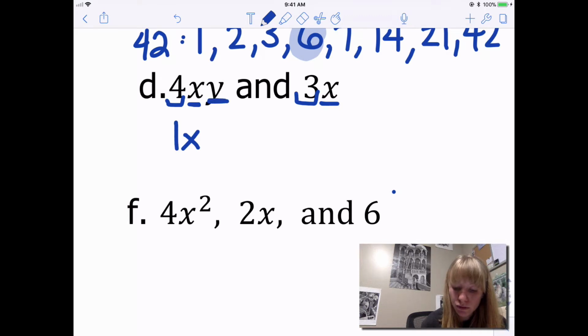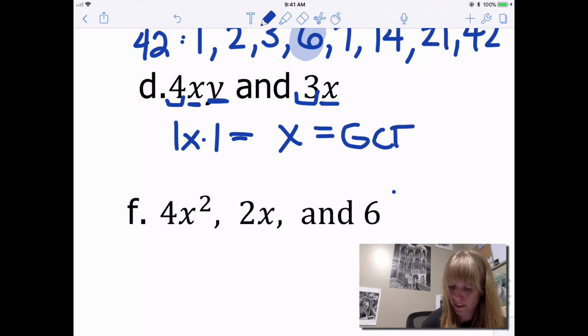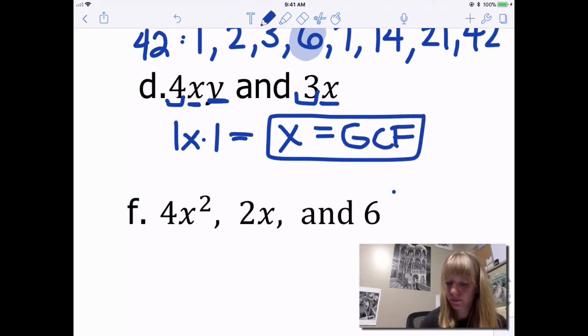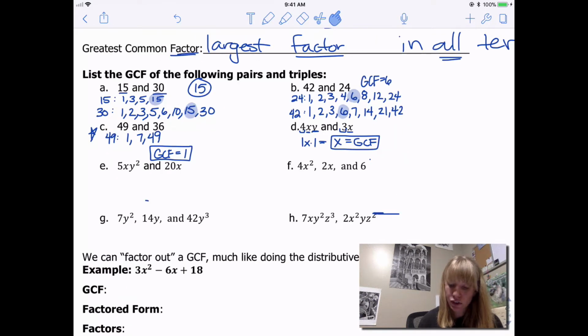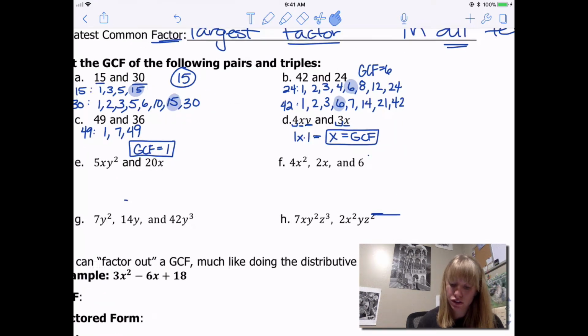And then y's, well, I only have one y, so I don't have a GCF for my y's. So I can also say that that's times 1, but 1 times x times 1 is just x. So I'll say that my GCF is just x. Oh, let's see, I'll do f, and then I'll have you guys do the last 3.